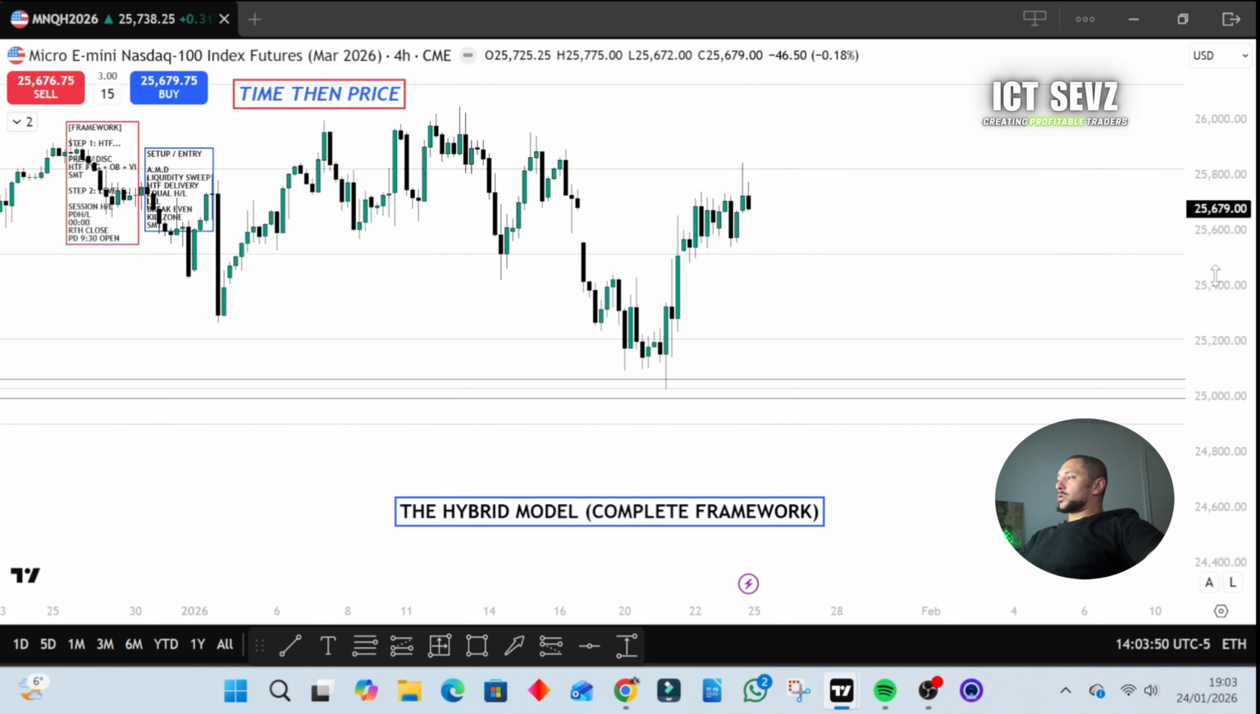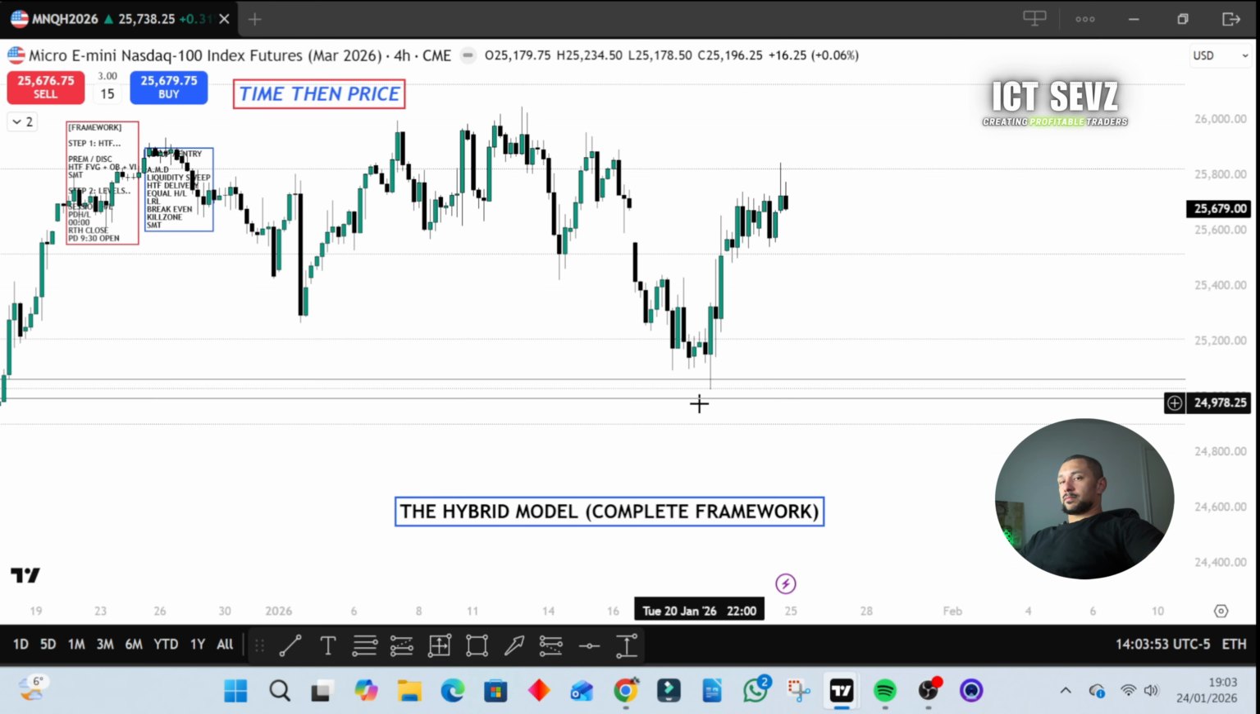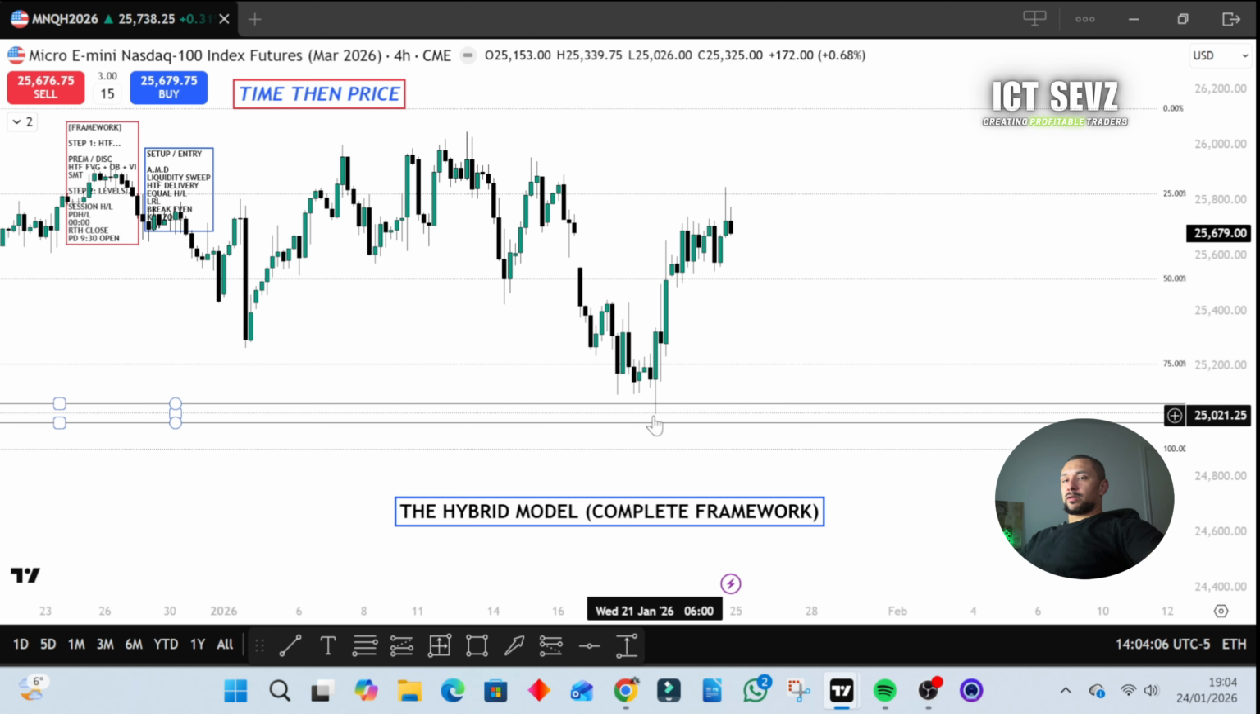At this point, you're in a massive discount. Okay, this is an extreme discount. So if you had this 4 hour fair value gap marked out before the London session and we dip down into it, you've got your volume imbalance up here and you're in a discount, you're taking longs all day. So it's important to have your higher time frame fair value gaps and order blocks marked out.